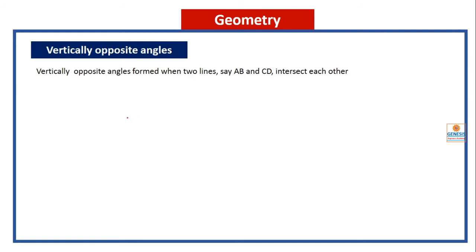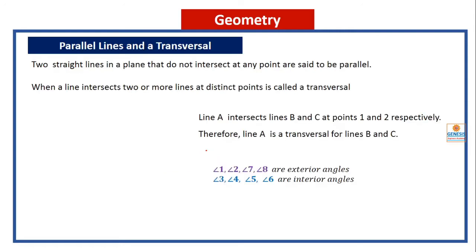Next one is vertically opposite angles. If two lines intersect at one point, that is O, these opposite angles are equal. These are called opposite angles, and these are also called opposite angles. Okay, so the opposite angles are equal.